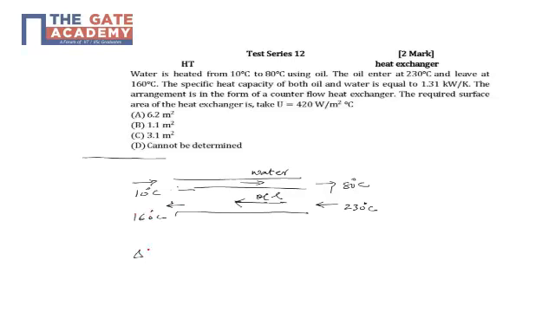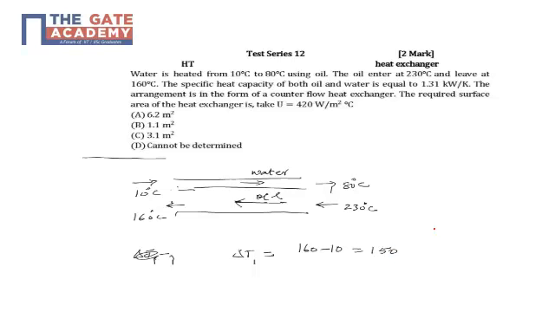Now delta T1 will be used for your LMTD method. We are using the LMTD method here because all the temperatures are given. Remember, when all the temperatures are given, LMTD is the method to be used for heat transfer calculation. Now delta T1 is the difference in temperature at the left end, so that is the maximum difference. So 160 minus 10, that is 150.